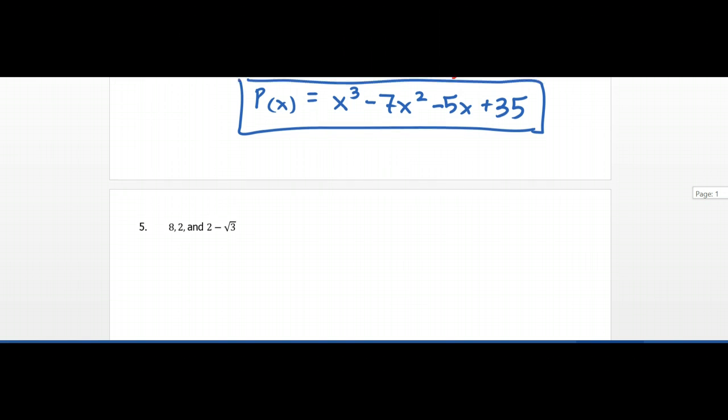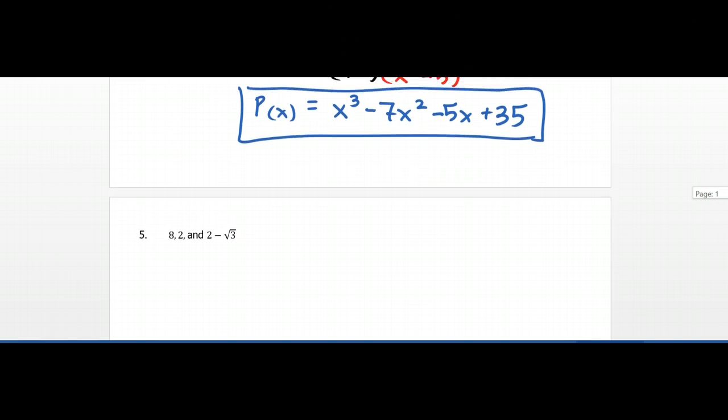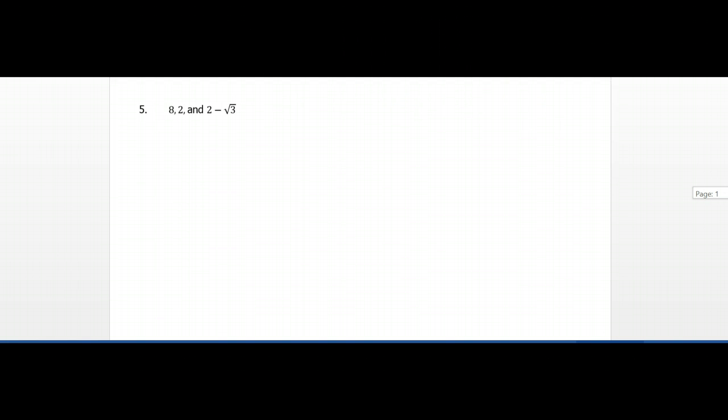Okay, moving on to a bit more challenging problems here. For number 5, we have 3 roots I've given you: positive 8, positive 2, and the irrational number 2 minus radical 3. So based on the conjugate root theorem, you know that the conjugate of 2 minus radical 3 must also be a root. So that would be 2 plus radical 3. So this time we have 4 different roots that we're going to use the factor theorem on.